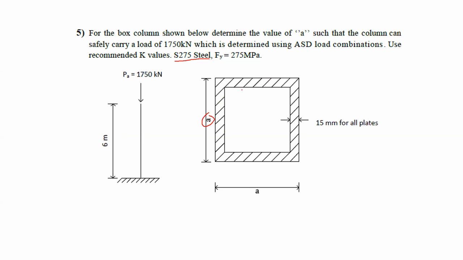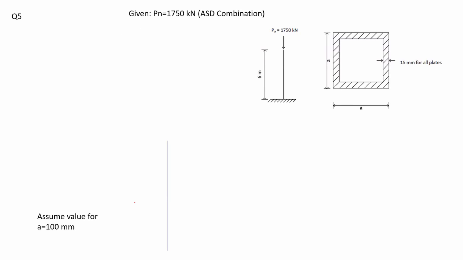As you can see here, I have this section. The white part is hollow, so it is a box section, and we are given the load according to ASD. I have a fixed support at the bottom. From this information, I can find my K value. Now for this problem, how do we solve it? First of all, I have to set my equations as if I'm calculating everything fine, but with a variable of A.